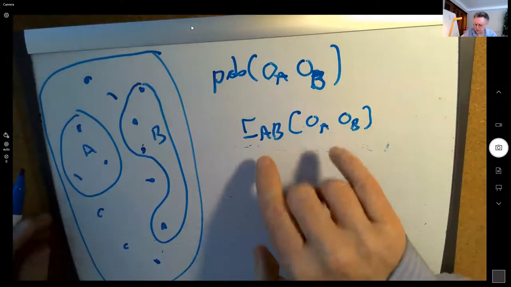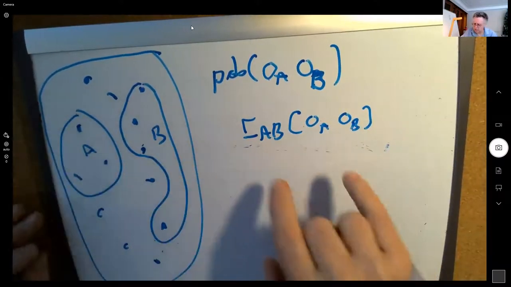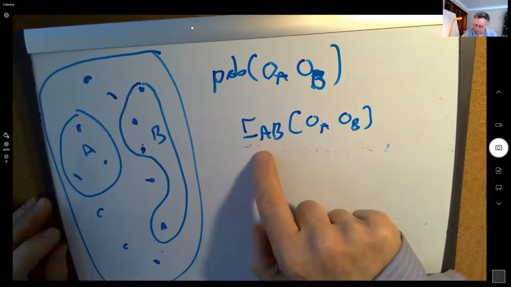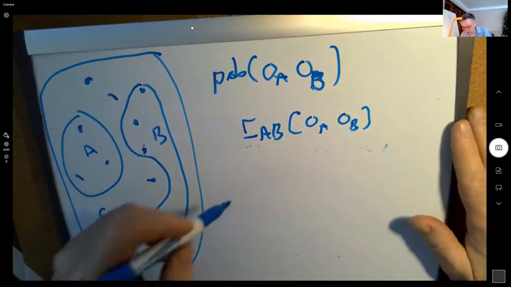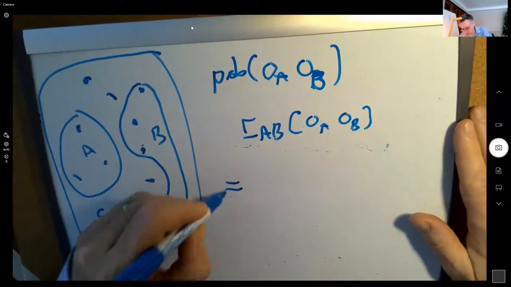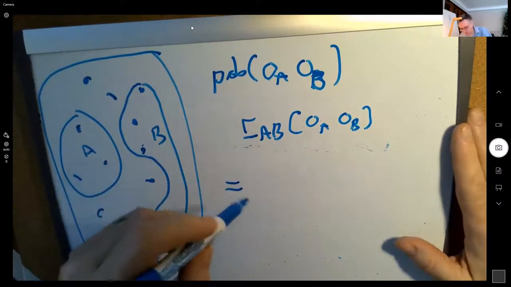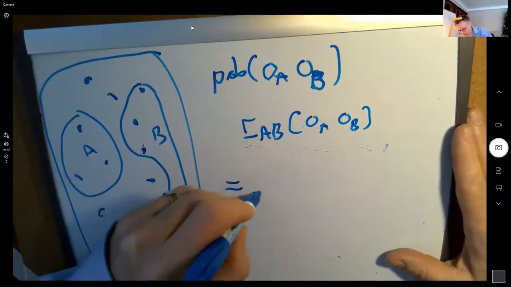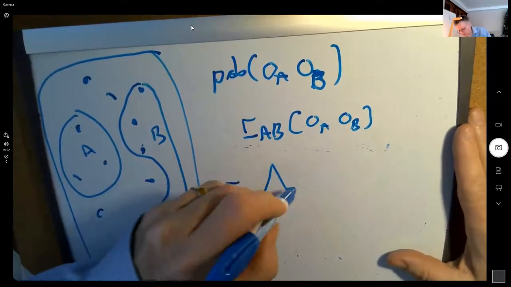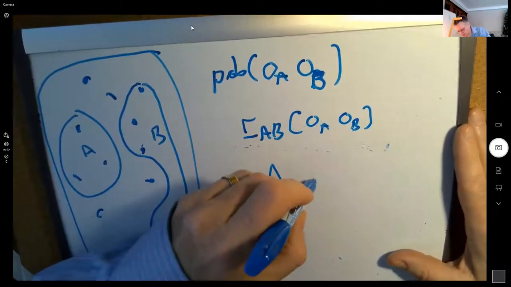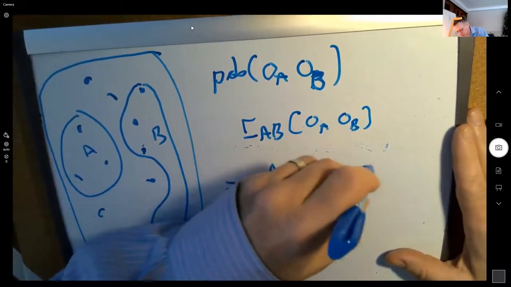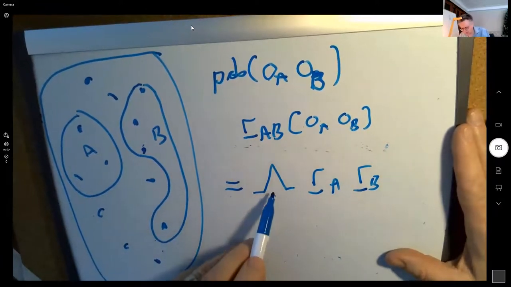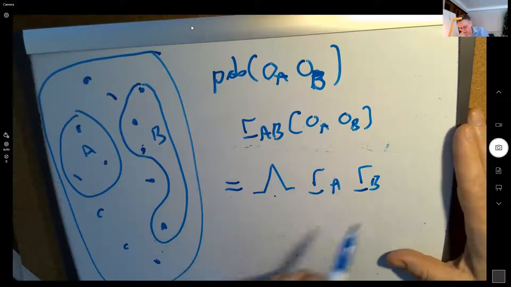Which now it's just the same thing because we have a composite region. We're going to represent it like this, and you can show that this object RAB can be written as a bilinear product of RA and RB. So this is meant to represent a bilinear product of RA and RB.